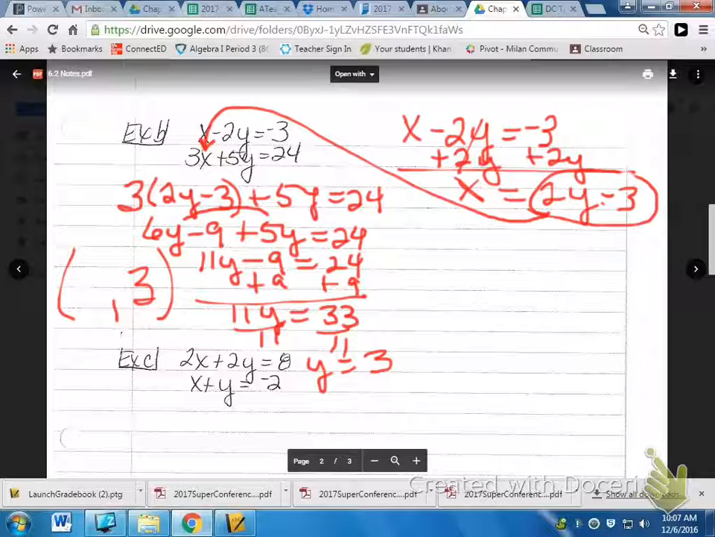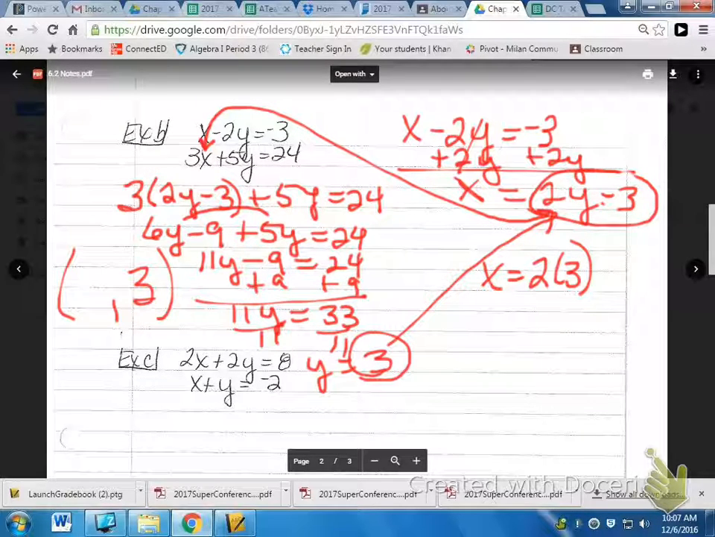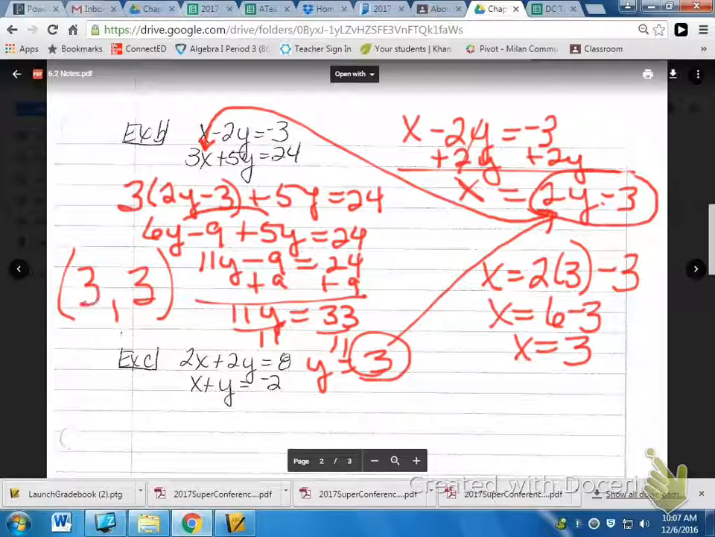Questions about that so far? So what do you think I'm going to do next? How am I going to finish this off, Tora? You're going to put the 3 in place for the y next to 2. Yep, we're going to go back up here and put 3 in that y spot, so that x would equal 2 times 3 minus 3. So x equals 6 minus 3, or 3. So my solution, my ordered pair, would be 3, 3.